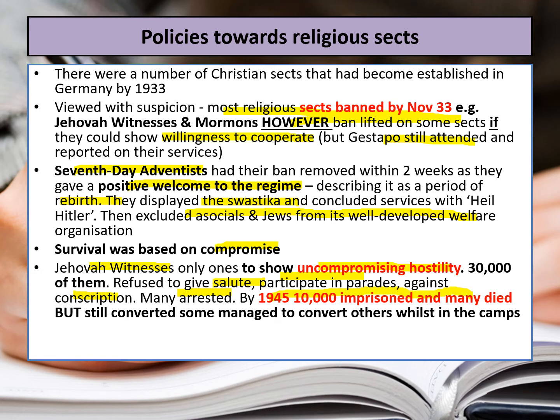But still, they held out and were still uncompromisingly hostile to the Nazis, and they even did things like converting other people whilst they were in these concentration camps. So generally, most groups compromised with the Nazis. However, some groups, for instance Jehovah's Witnesses, actually carried out more mass opposition to them.